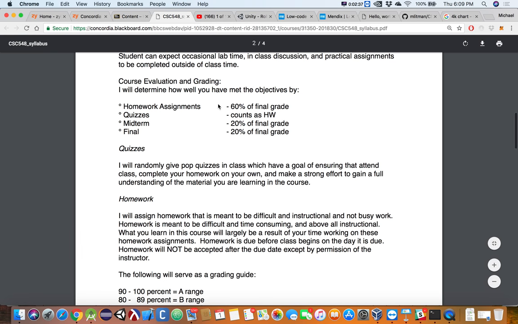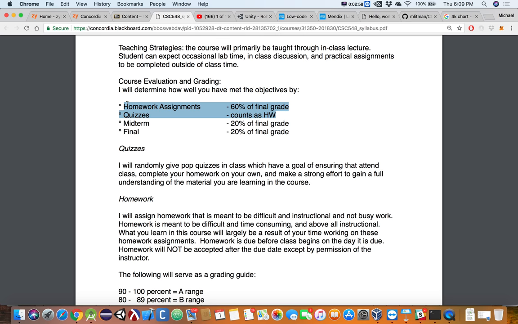So get the book. Grade breakdown: 60% of your grade is going to be homework. I will give pop quizzes, and they'll count as homework assignments. If it seems like people aren't paying attention or not interacting in class, or if a bunch of people show up late, then maybe there'll be a quiz. But the good news is when you take a quiz, even if you just put your name on it, you get at least a 30%. That's better than the people who missed. Better than nothing. But the quizzes will count as part of your homework grade.